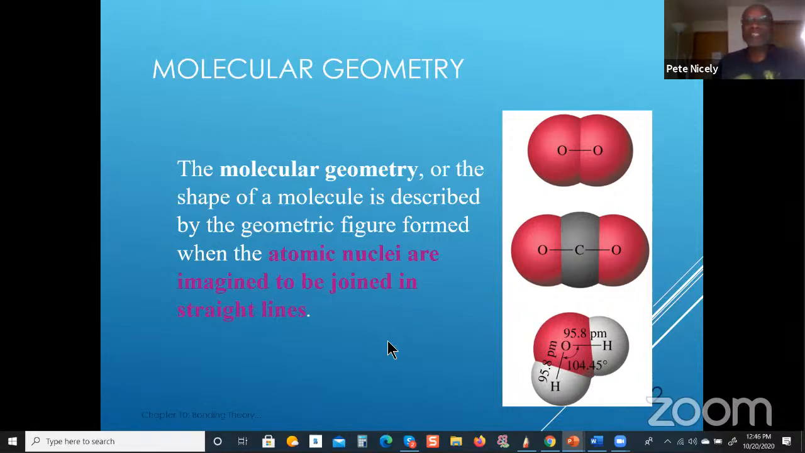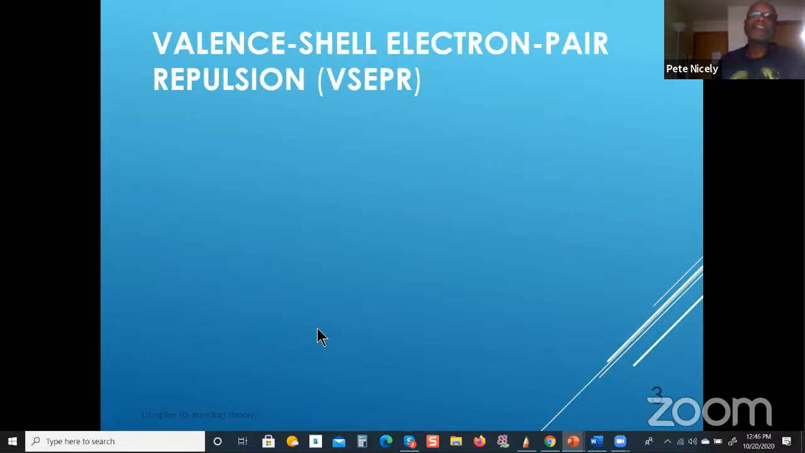So this begs the question, why is it that carbon dioxide is linear, but water is bent, even though they both have basically the same composition, well, not the same composition, but the same number of atoms present, right? Why is it that the shapes are different? Well, there's a theory that is used to explain this. And this theory is called the valence shell electron pair repulsion theory.